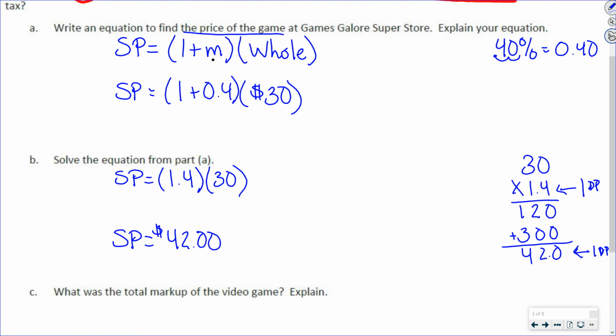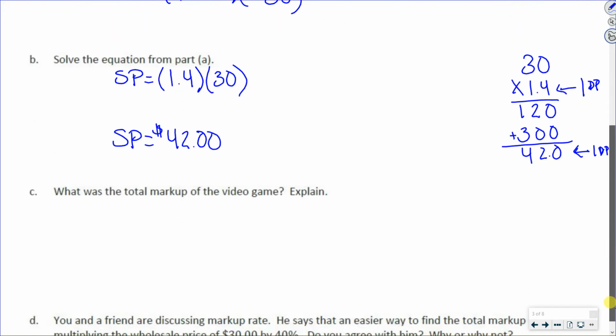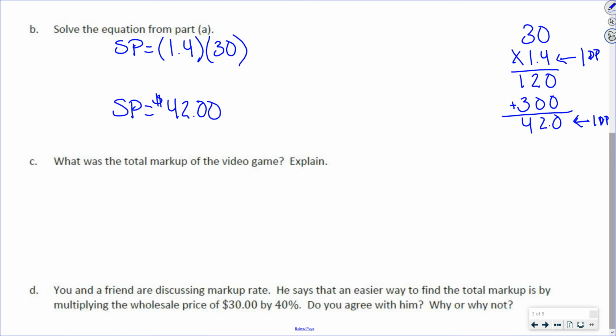Now, part C says, what was the total markup of the video game? How do I find the total markup? Well, to find the total markup, or we'll just put M, you're going to take the selling price and subtract the original price. So our selling price was $42. Our original price was $30. So our markup was $12.